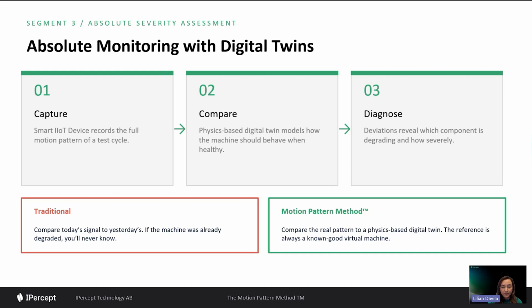The contrast at the bottom is really what matters. Traditional monitoring is relative. You compare to yourself, even if you have a corrupted reference. However, the motion pattern method is absolute. The reference is always a healthy, known virtual machine, so it does not change based on the history.